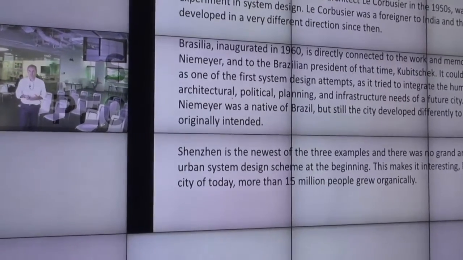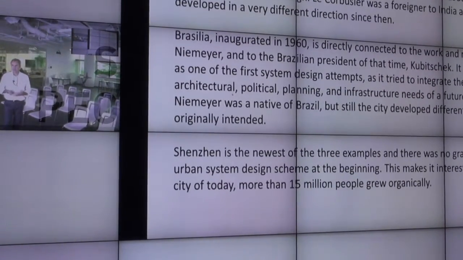Brasilia is the second example in the 1960s, directly connected to the work of Oscar Niemeyer, of course, and to the president of Brazil at this time, Kubitschek. It could be described as one of the first system design attempts, as it tried to integrate the human, the architectural, the political, the planning, and the infrastructure needs of a future city. Niemeyer was a native of Brazil, so we should have known, he knew much more about the country, but still, the city has developed very differently from what he originally invented and intended.